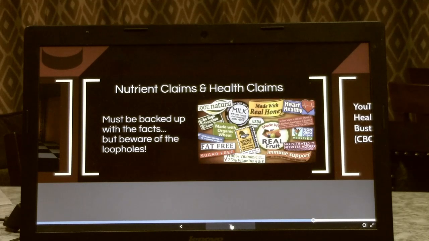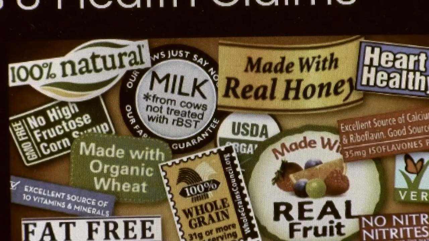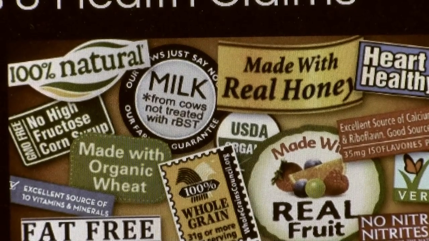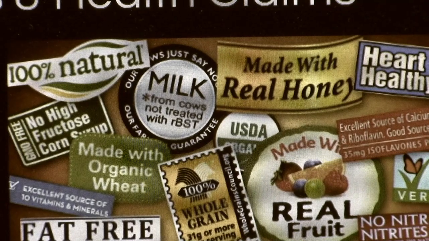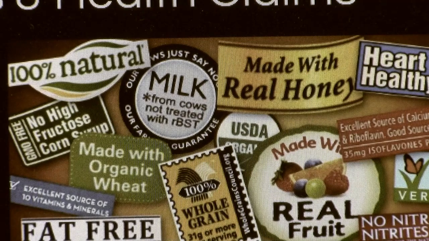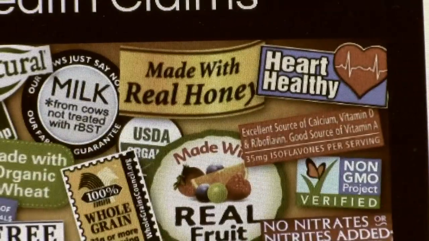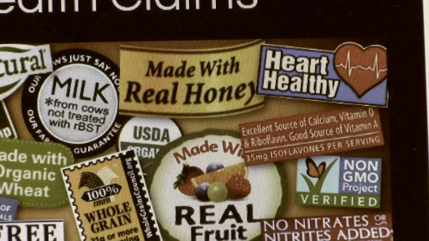So you'll see a package could have any number of these particular claims that you see here. Things that are claimed to be organic, made with real fruit, fat-free, 100% natural, which by the way doesn't really mean a whole heck of a lot because there's not a lot of legislative backup to that. 100% natural is a very generic term. But many of these other claims have to have some numbers to back them up in order to be able to use them. So if somebody's going to claim to be heart healthy and use that heart symbol that you see there, there's got to be certain regulations that get met with that.